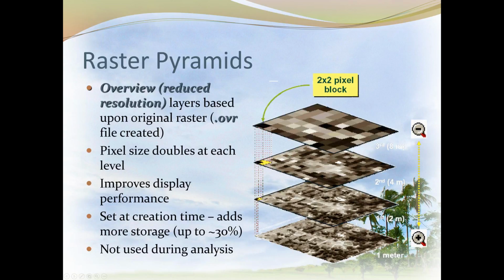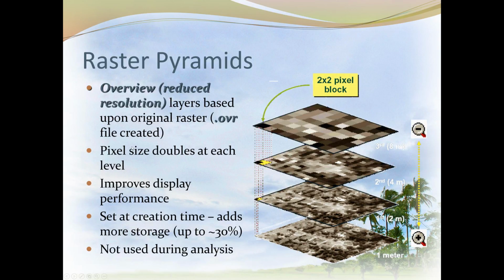For the raster pyramids, a good overview is created by reducing the resolution based upon the original raster. The file is created so that pixel size doubles at each level, and it improves display performance.